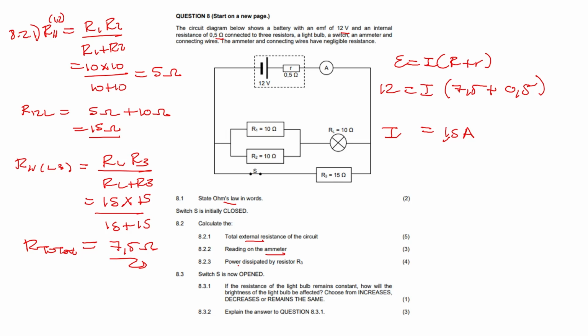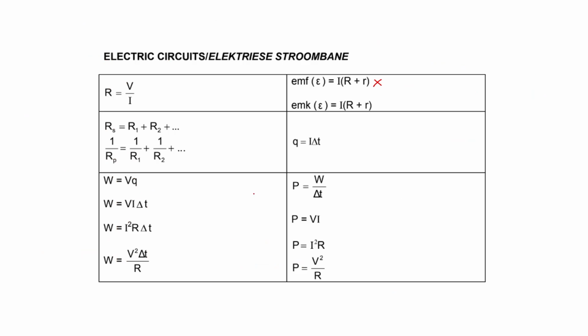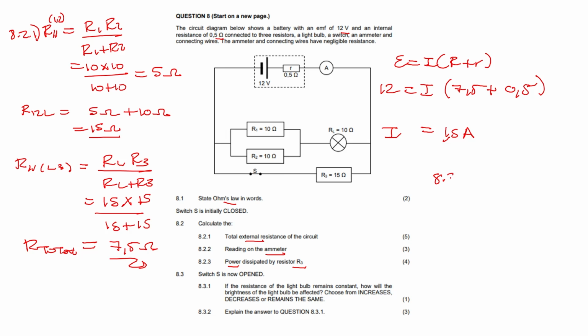And then they want us to calculate the power that's dissipated by resistor R3. So we need one of these formulas, right? We're probably going to use the easiest one where we just need the current and the resistance. 8.2.3. I'm first going to have to find the current that's flowing here. I have my external resistance, but I don't have my external voltage. We only have the internal voltage there. I need my external voltage, so that's what I have to go calculate.